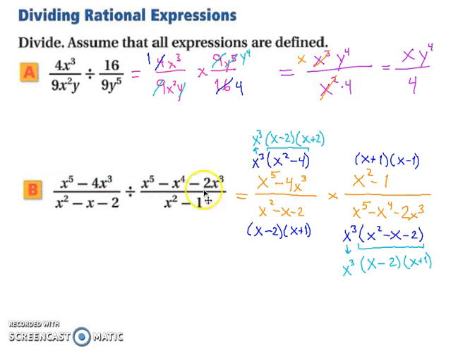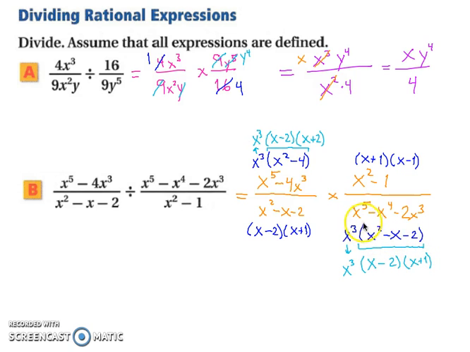So we have multiplied and flipped the second fraction here, and then we've factored each piece completely. So our numerator is factored to x to the third, and then we have x minus 2, x plus 2. Our denominator is x minus 2 and x plus 1. And then our numerator of our second one is x plus 1, x minus 1, and our denominator, x to the third, and then we have x minus 2, x plus 1.